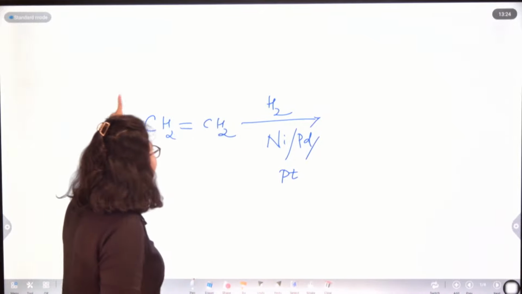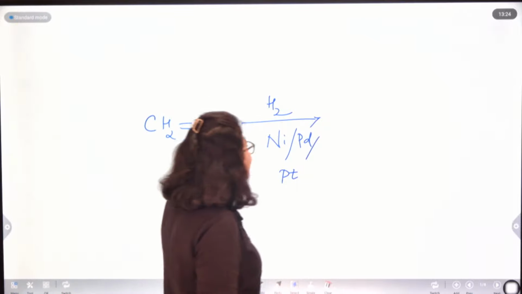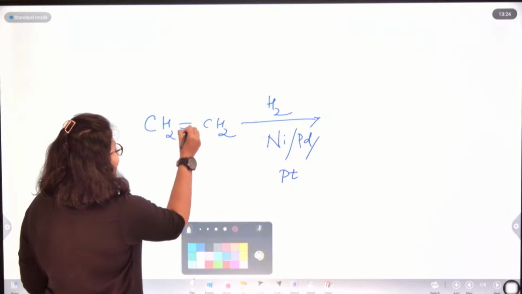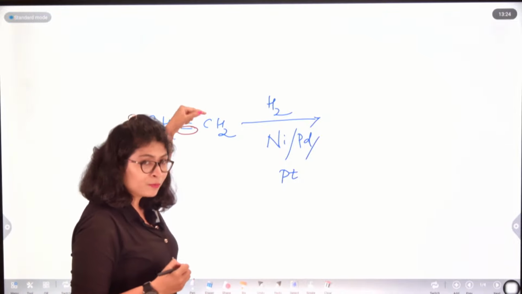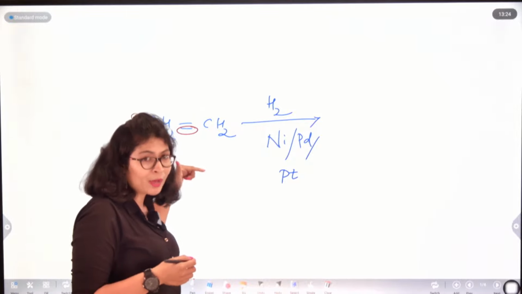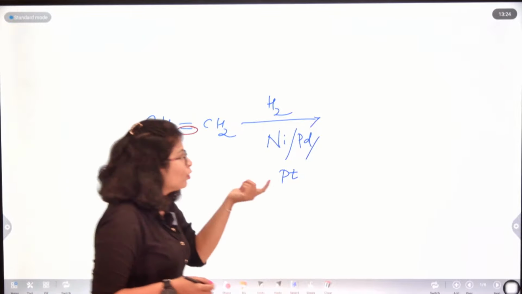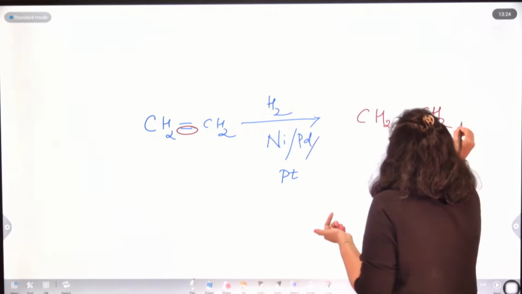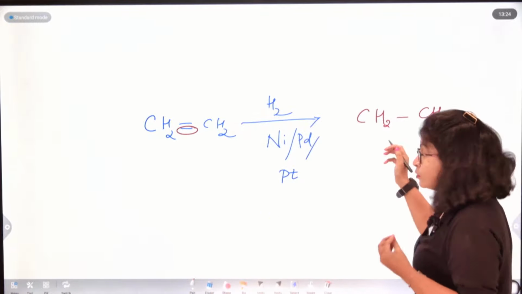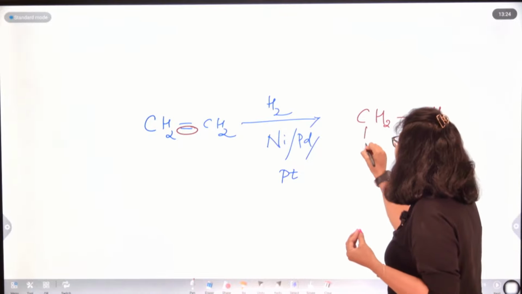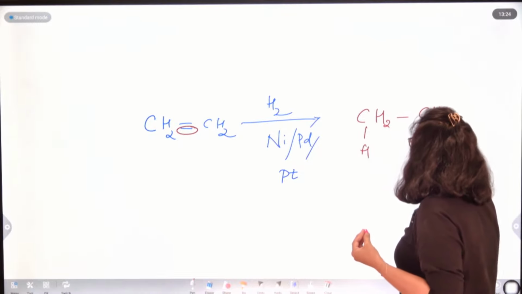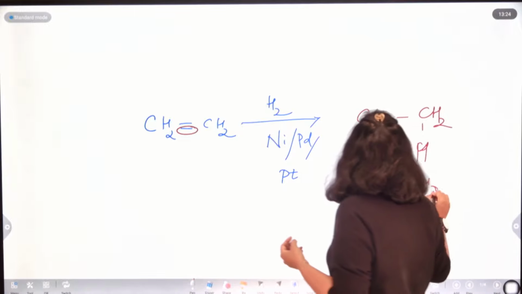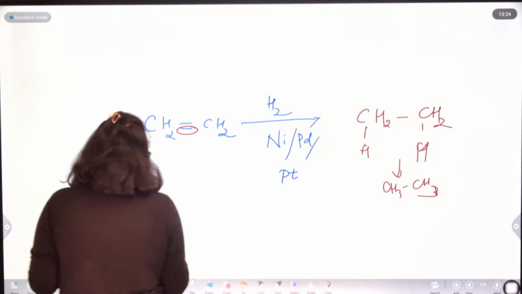So what happens if I'm reacting ethene with hydrogen? Then this bond will break. This pi bond will break, assuming the first one to be a sigma bond and the next to be a pi bond. And what we will get is CH2 bond CH2, and to satisfy its tetravalency, hydrogen will be added to this carbon and this carbon, and we will get CH3 bond CH3. Similarly, I can take an example of alkyne also.